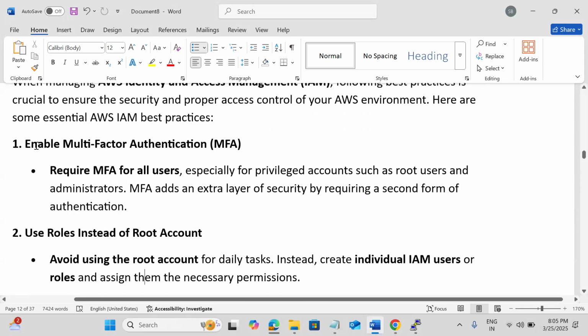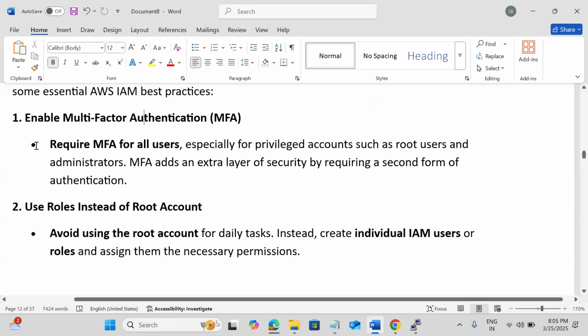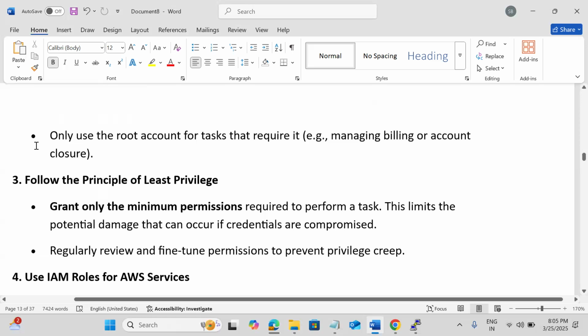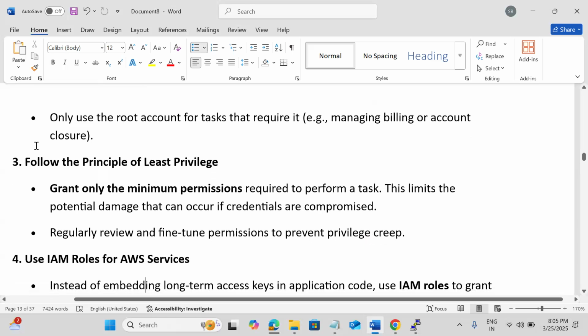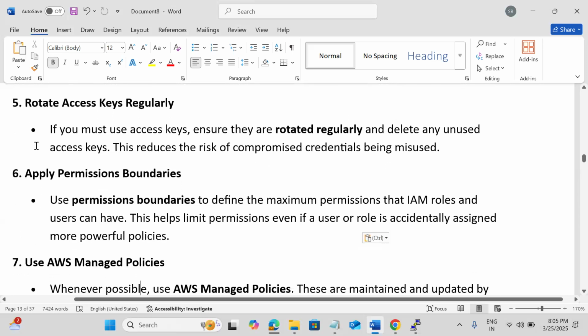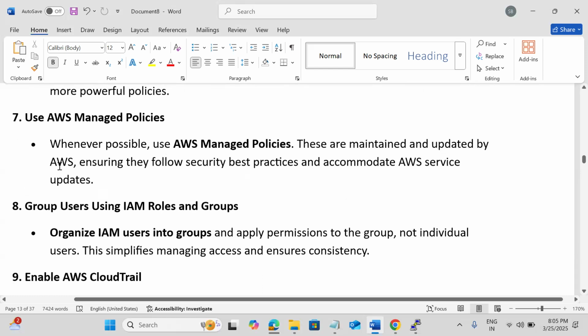We already discussed the best practices, right? So in the best practices, always enable MFA and use roles or IAM users instead of the root account. Then follow the principle of least privilege. Create only the basic minimum permissions. Unnecessarily, don't give more permissions, and review whether we have given the right permissions or not. We can use IAM roles for services, rotate your keys, and set up permission boundaries also. Managed policies are recommended.